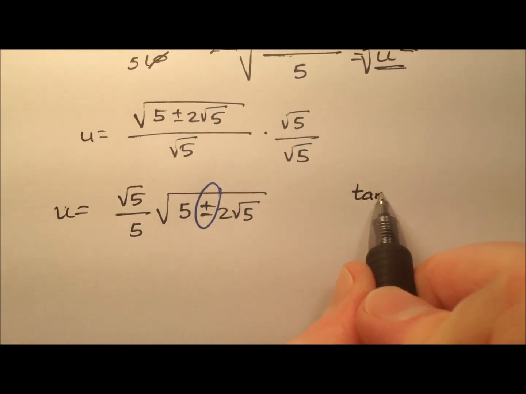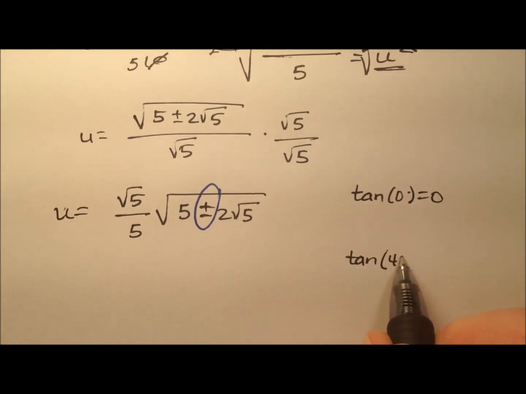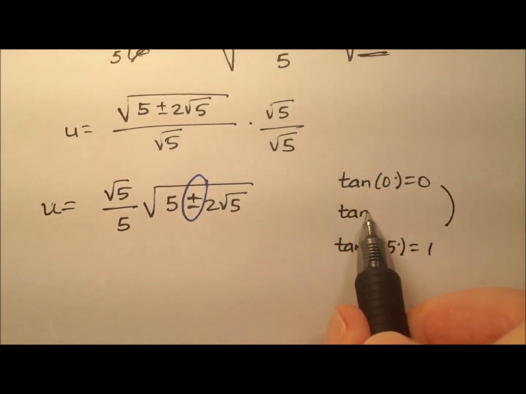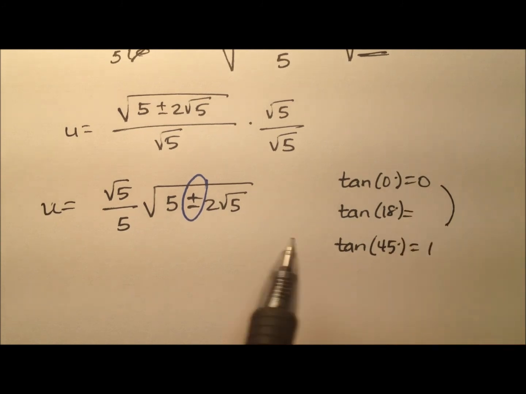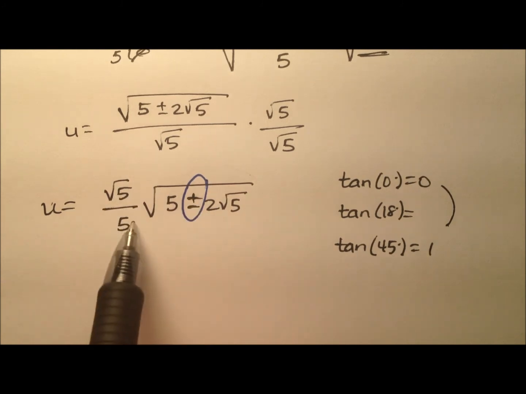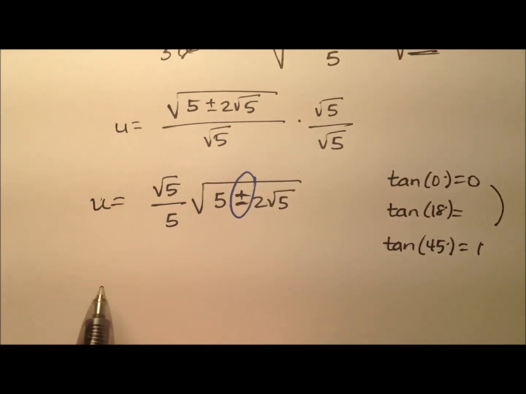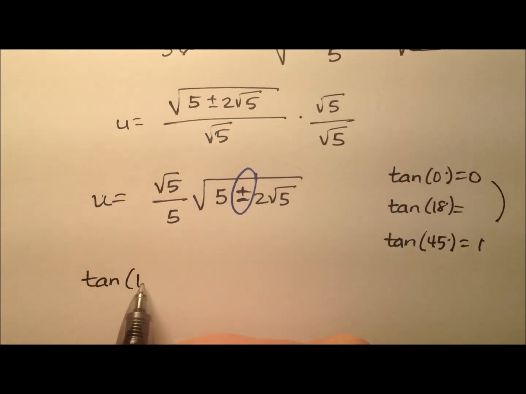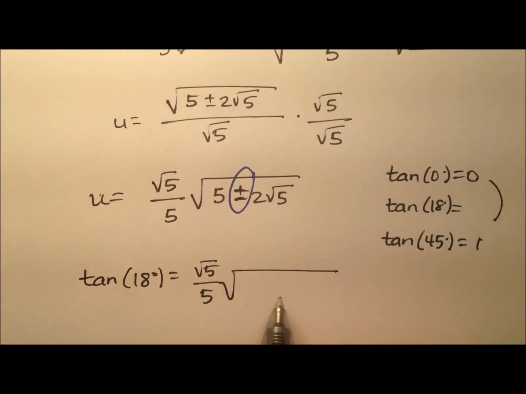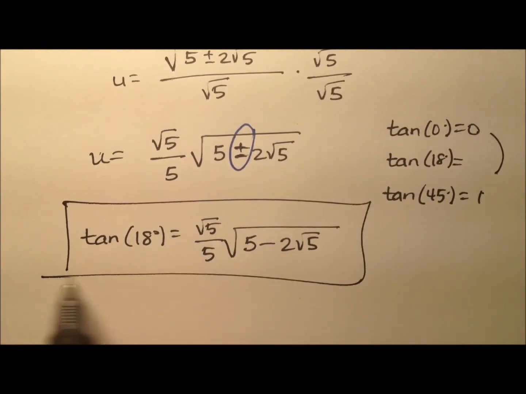Well, the tangent of 0 degrees is 0. And the tangent of 45 we've already seen is 1. So in between 0 and 1 should be the tangent of 18 degrees. And so when I use the plus here, I'm going to end up with a decimal value that's bigger than 1. And when I use the minus, it's going to be between 0 and 1. So I can say here the tangent of 18 degrees is the square root of 5 over 5 times the square root of 5 minus 2 radical 5. And here is my exact value.